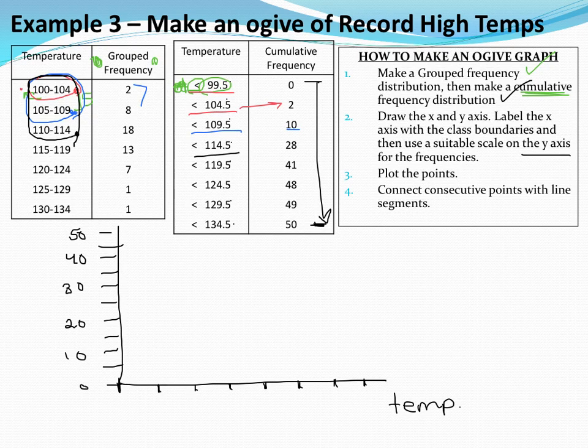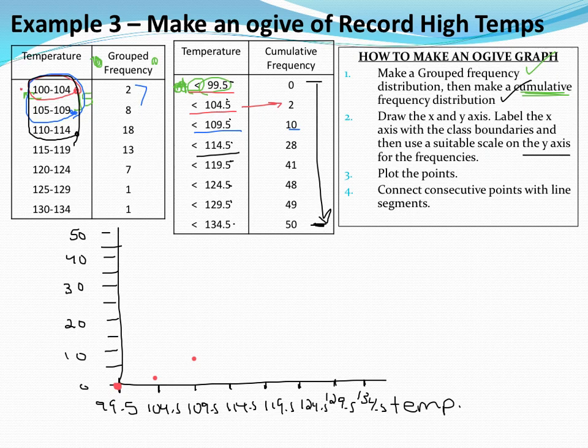Zero. And then I'm going to put my class boundaries down here. Now that I've done that, I'm going to plot my points. So for the first class, I have 0. That's my starting point. My next one, I'm at 2, and then I'm at 10, and then I'm at 28, and then the next one is 41, 48, 49, and then the last one is 50.